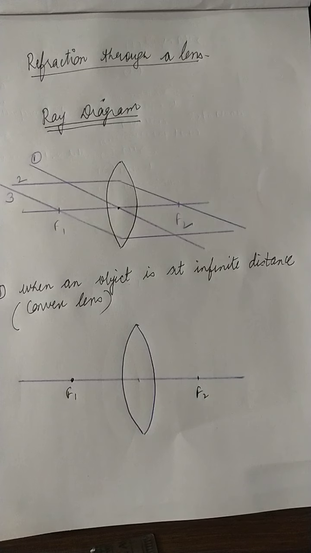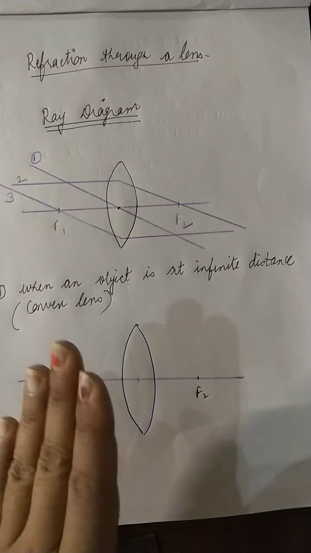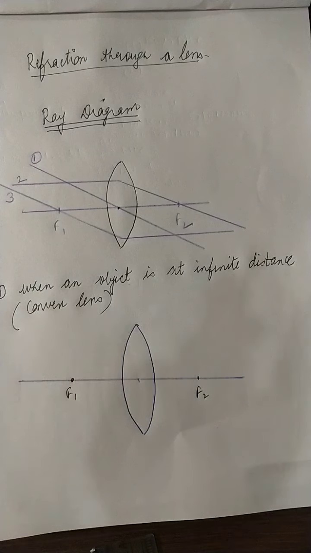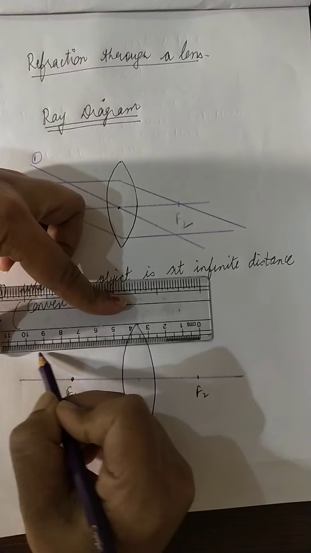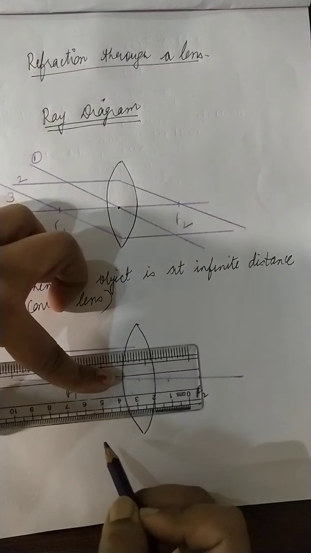Now we'll draw only if the object is at infinity, it means the object is very far away from the lens. Now how will we show the rays of the infinitely distant object? Naturally, if the object is at infinite distance, the rays coming from that object become parallel to each other, so we are showing two rays here. So if an object is at infinite distance, the rays are parallel to one another. So we'll show two rays from the infinite distance; they come parallel to each other.